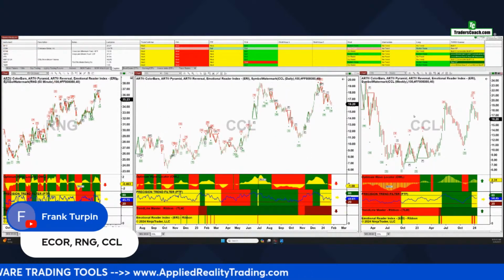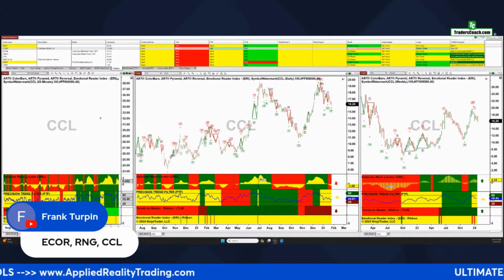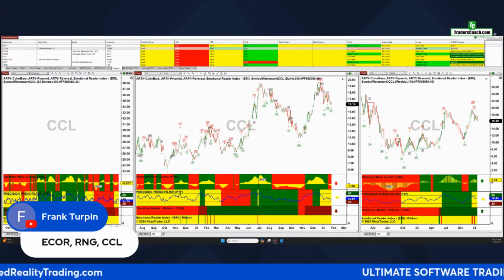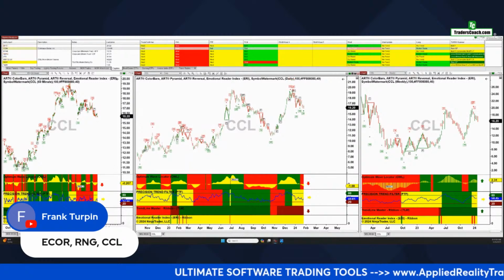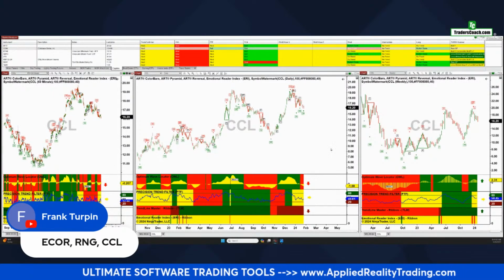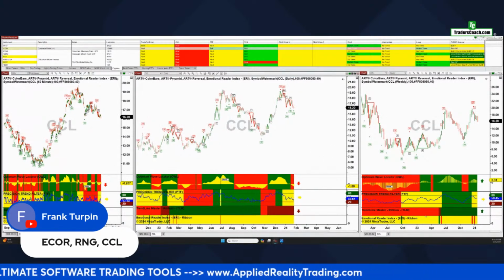And CCL is bouncing around here. Give me 1 second, and let's put the data there. Okay, so pulling back a little bit right now. All right, and that's a healthy thing. I have no problem with that. We just took out the high here.